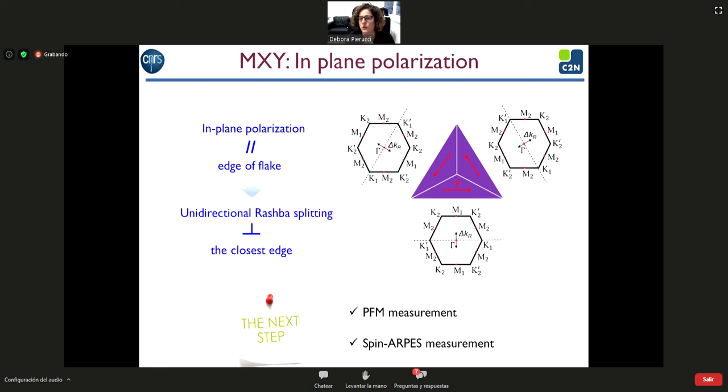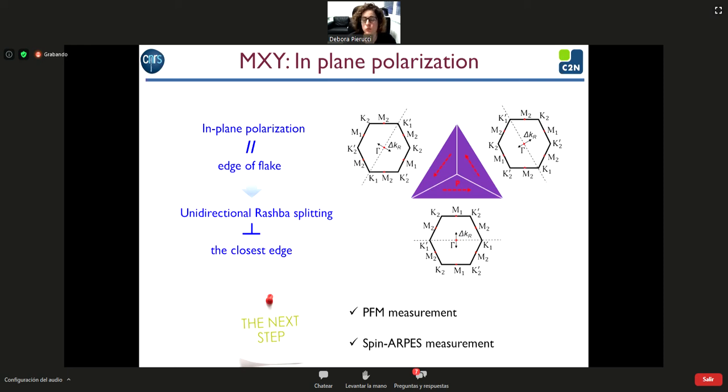So in principle, what we think is that we have a material with possibly three domains in which the polarization is oriented parallel to the unique edge of this part of the triangle, and so the unidirectional Rashba splitting is perpendicular to the edges. For sure, this is only a hypothesis because we need to confirm the presence of this polarization domain.